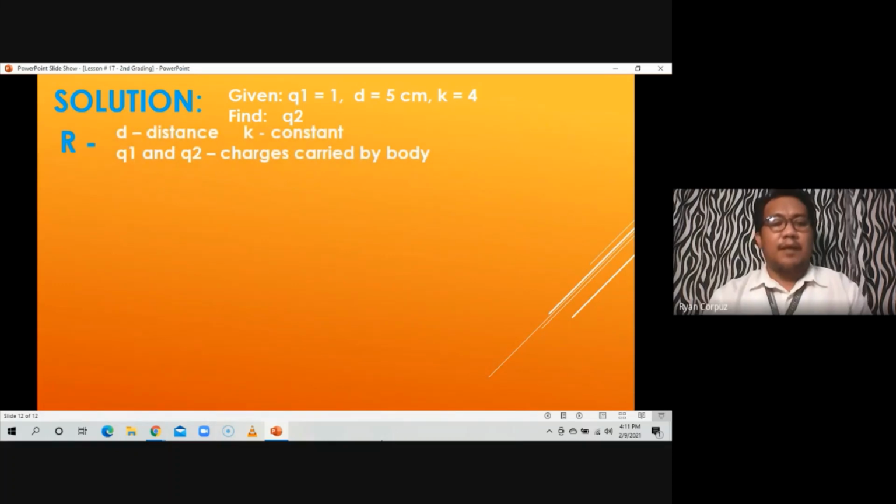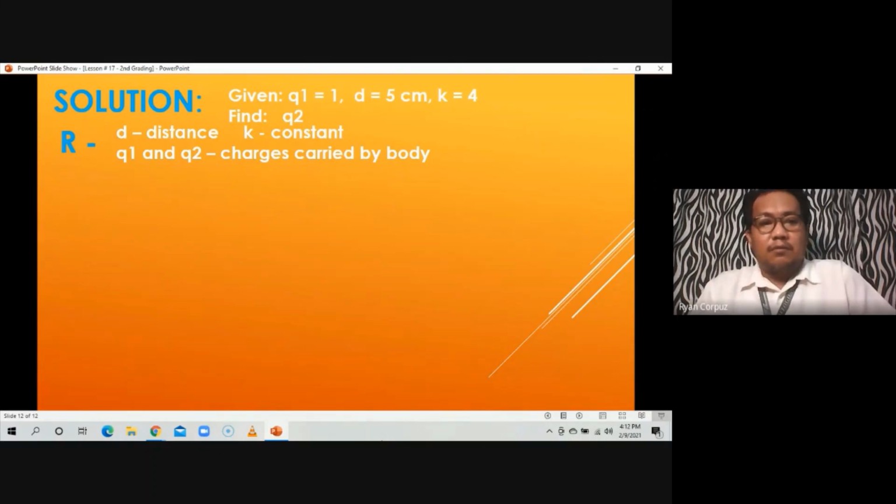in the first step, D stands for the distance, K is the constant, just like in variation. That's what we got as, if I'm not mistaken, Coulomb's constant. That's the K. Then Q sub 1 and Q sub 2 are the charges carried by the body. So we are looking for Q sub 2, which is one of the charges carried by the body. So that's what we are looking for.